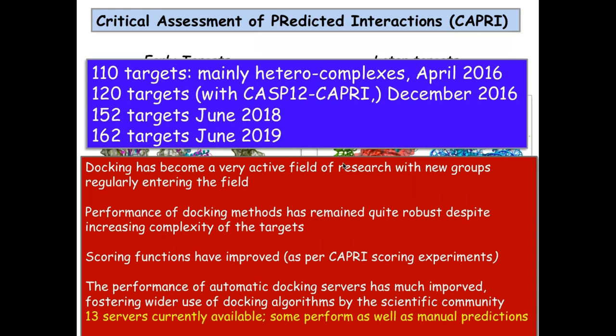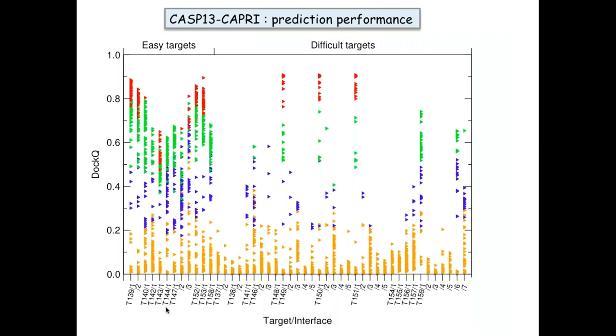So that was written maybe 2 years ago. Nowadays, you have many more servers, and about 4 or 5 servers are really quite reliable. And they perform nearly on par with human predictors in CAPRI. So I just show one or two slides on some recent results on CAPRI prediction performance.